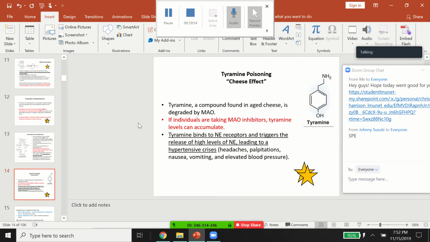Now on to tyramine. If individuals are taking MAO inhibitors, that makes sense why tyramine could accumulate. If tyramine accumulates, it binds to these norepinephrine receptors and triggers the release of high levels of norepinephrine, leading to hypertensive crisis. If you know anything about norepinephrine, you can associate it as basically the same sort of thing as epinephrine. So if you remember what adrenaline does and what your SNS symptoms are, associated with your sympathetic nervous system, that's basically what this would do: activate that system.